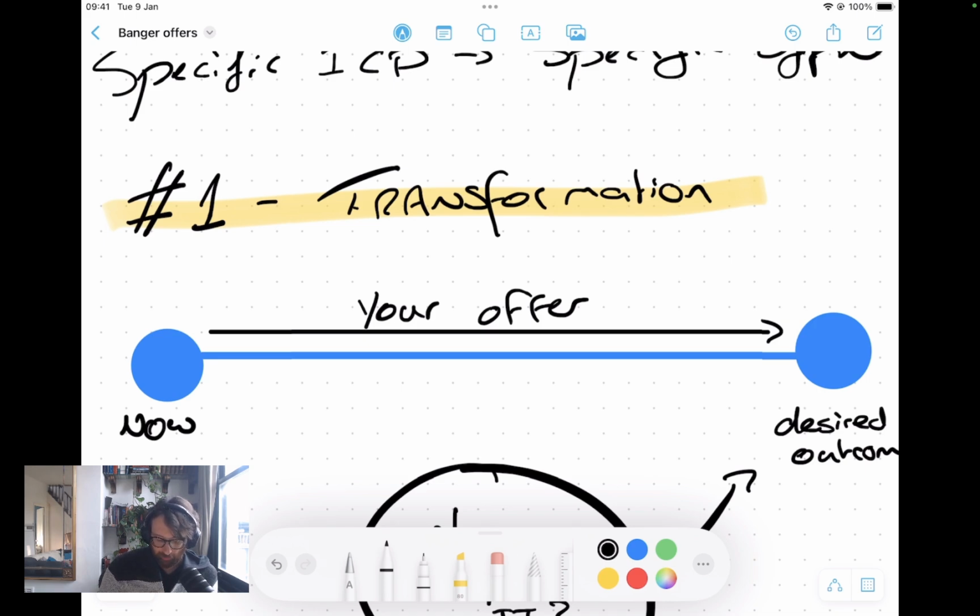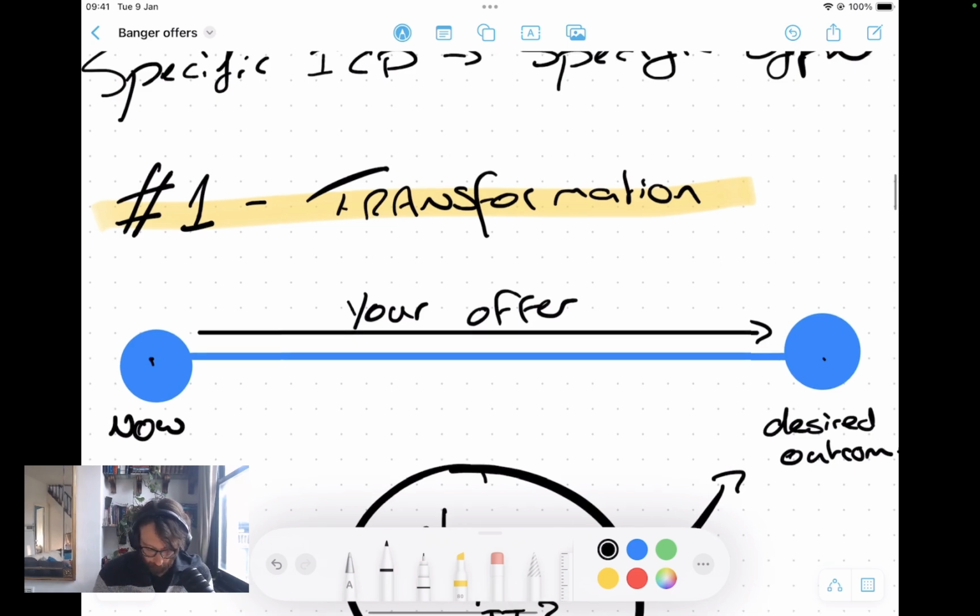And so what you need to think about with that specific ICP, and this goes back to that last video, is people are here, they want to be here. Your offer is what enables that transformation from where they are now to their dream outcome, that transformation of who they want to be, what they want to be. Now, from a base level, it's going to be very simple. As always, I default to health and wellness because we've all been over-marketed to in that industry.